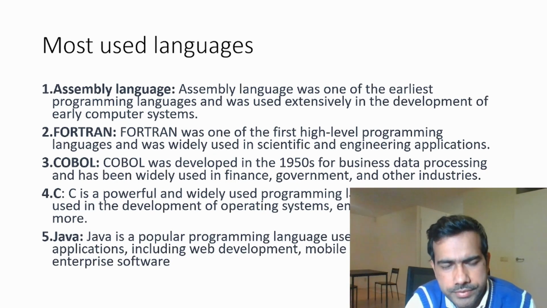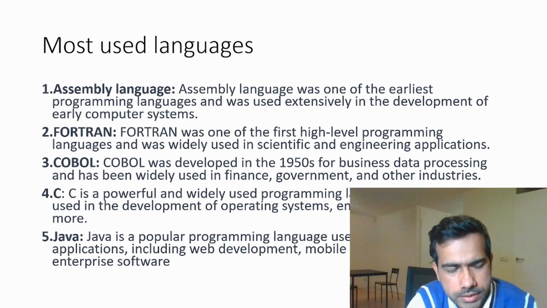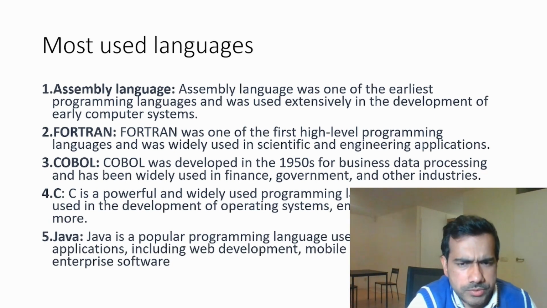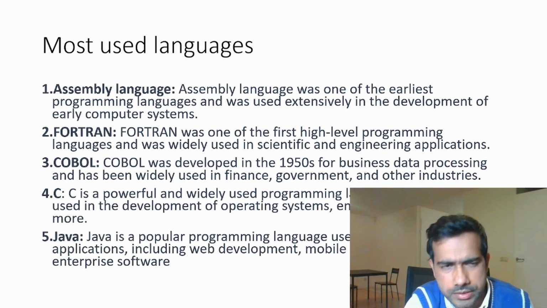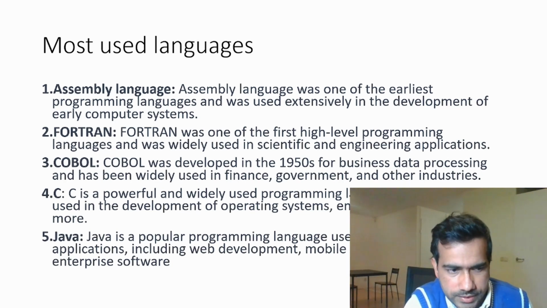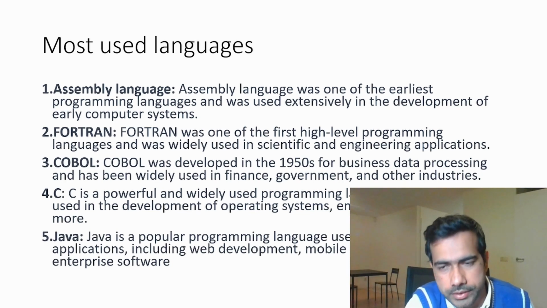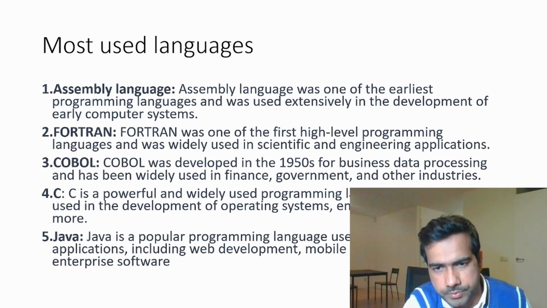C and Java became very popular in modern times, in the 80s, 90s, and after 2000 as well. .NET and Python also became very popular in the last 15, 20 years or so. And there are other languages like PHP and all. But these are some of the most important, most famous languages. You're surprised to know that assembly language is still the most used language ever in the history of computer programming.